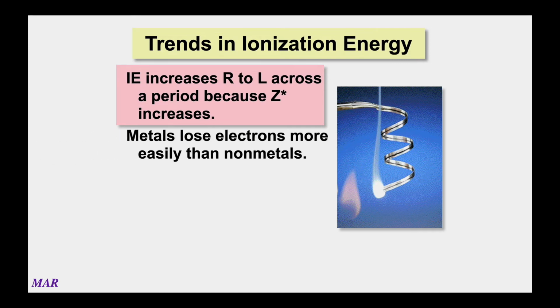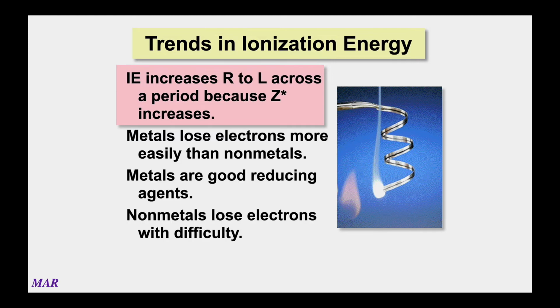So metals generally just lose electrons. They lose them more easily than the nonmetals, because the nonmetals on the upper right side are harder to remove electrons from. So metals lose electrons because their ionization energies are lower. Metals are good reducing agents, i.e. they like to be oxidized, i.e. they like to lose electrons.